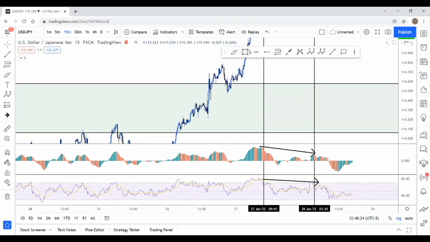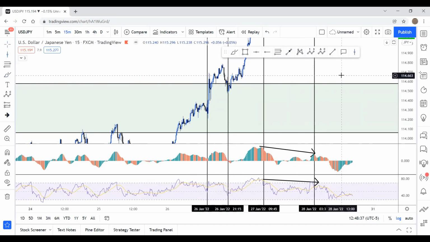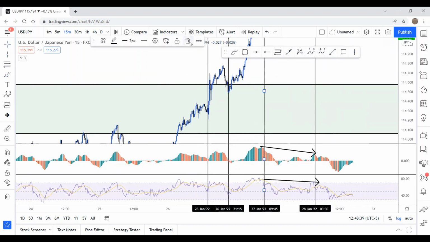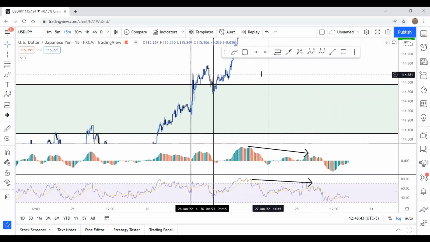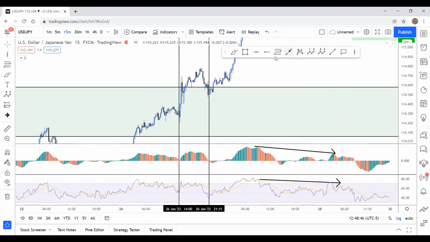Right, this right here is divergence. This is where you call a hidden divergence. So once again, if we look at this low right here, and then we look at this low right here, this is where you call a hidden divergence. Let's delete these two lines, as an indication for price to go up. This is what you call a hidden divergence.